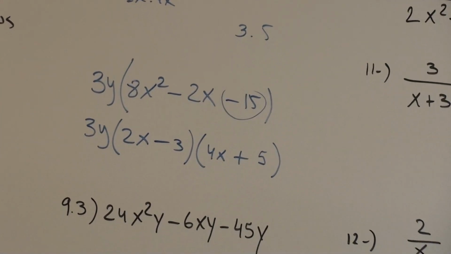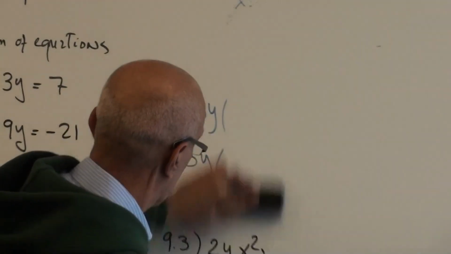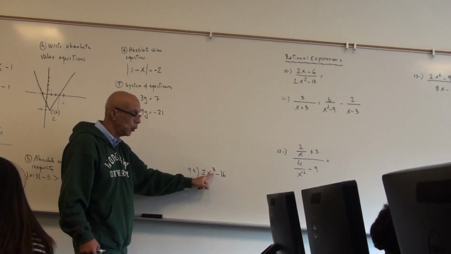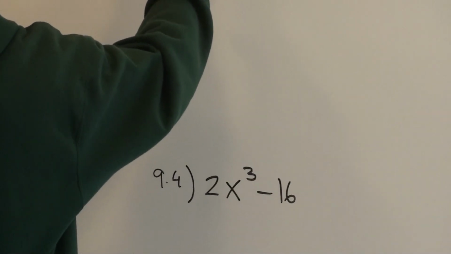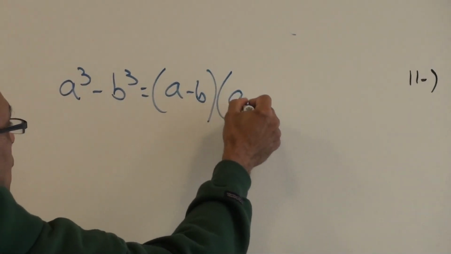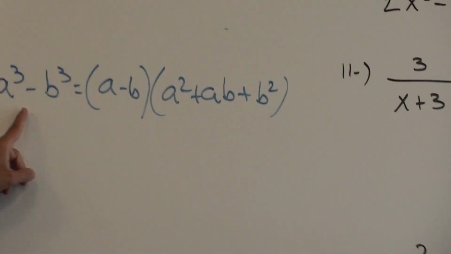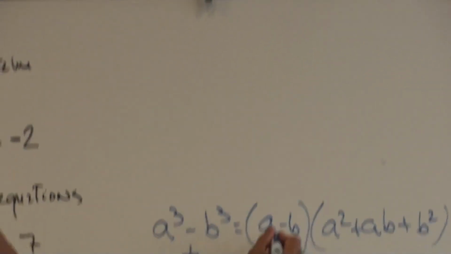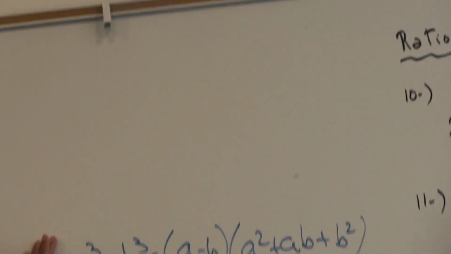Is that okay? Okay, let me erase this, so I don't get confused. So the last one here, when I see a cube, I know it's going to be the difference of cubes. The difference of cubes, you have to remember this formula: a minus b times a squared plus ab plus b squared, okay? If I had a positive here, then I would have a negative here, then this is going to be positive, and the negative sign is going to be there. So please make sure you remember this.